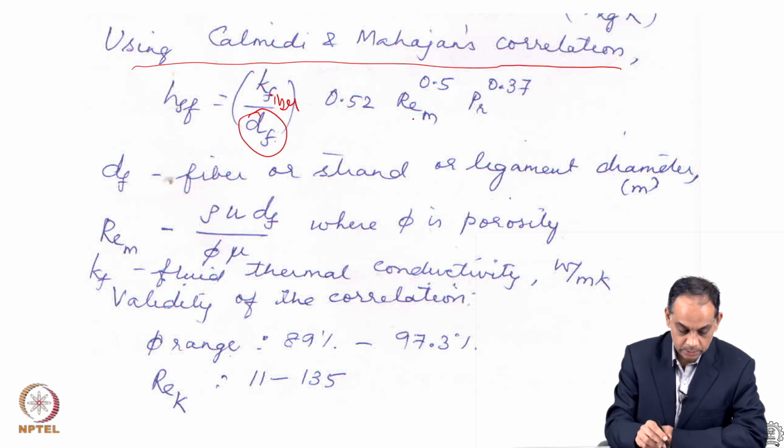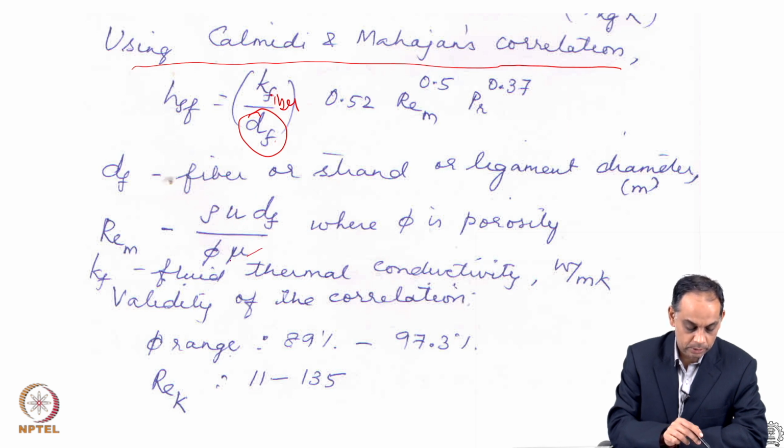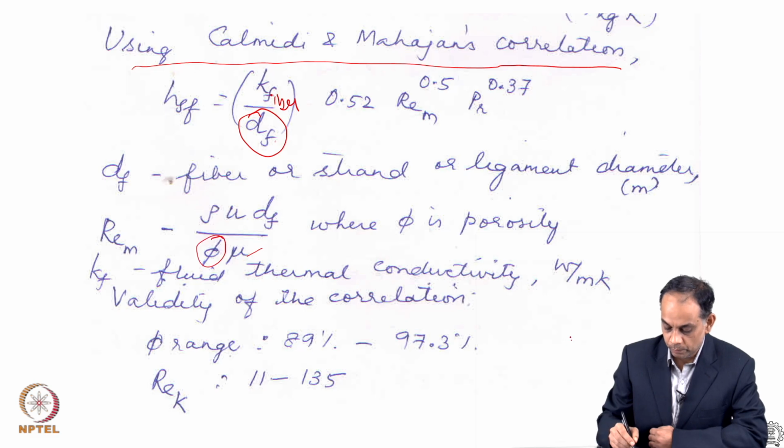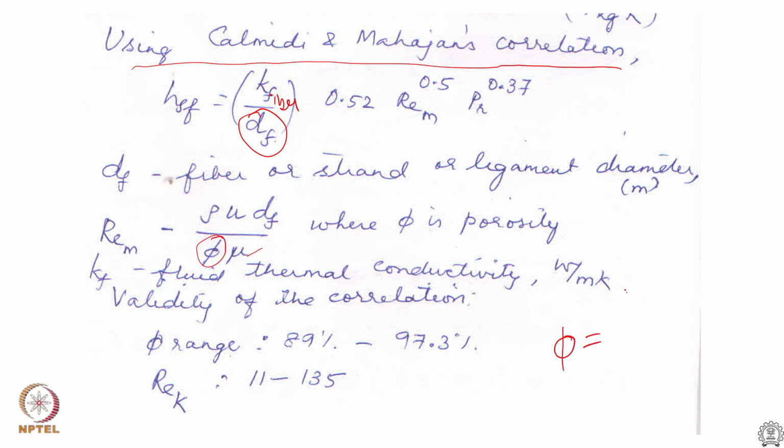Then we write the Reynolds number, which here is a modified Reynolds number: the density times u, the local velocity, times the fiber diameter, divided by the dynamic viscosity, with phi being the porosity. Phi is nothing but the total pore volume, or the empty space or air volume, divided by the total volume of the heat sink. So this is the expression for phi. This air can be pore or empty space, divided by the total, which consists of both air plus solid.